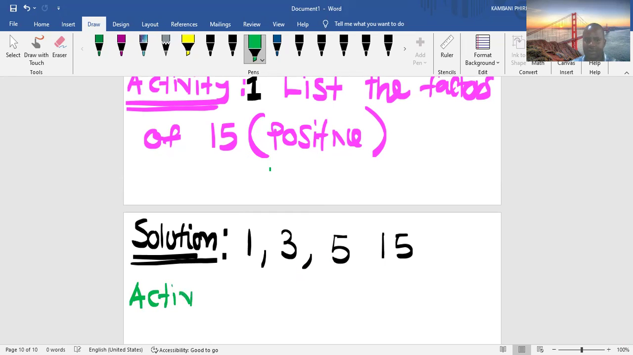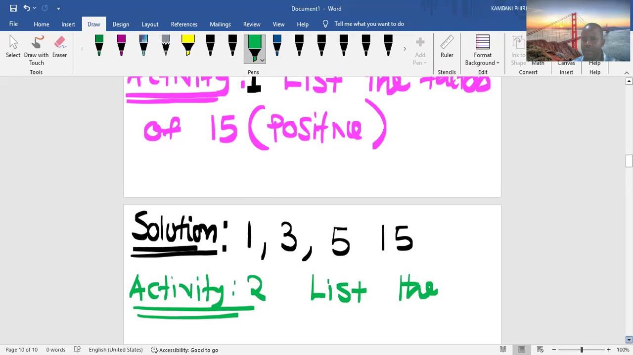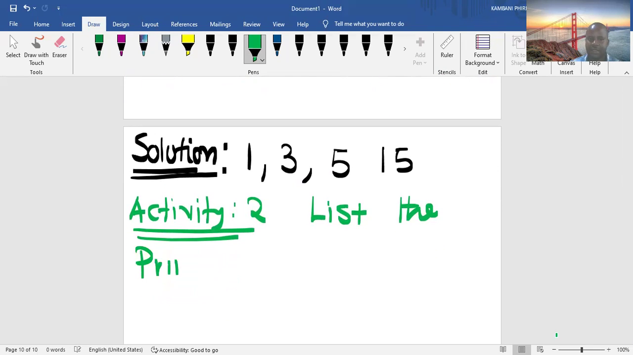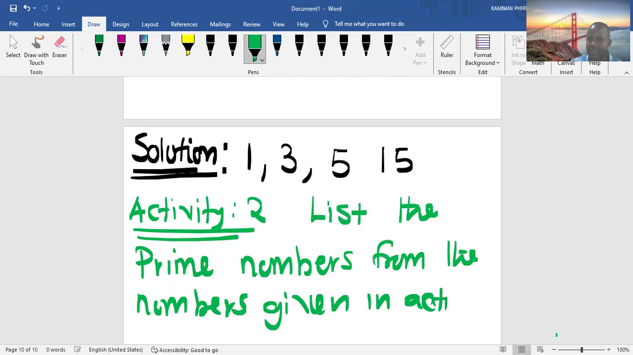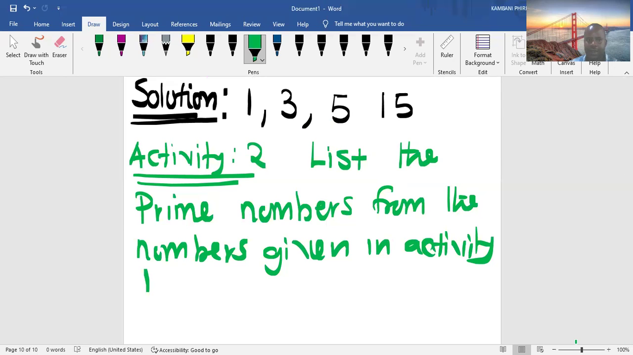Activity 2. List the prime numbers from the numbers given in activity 1. Okay. Our solution.